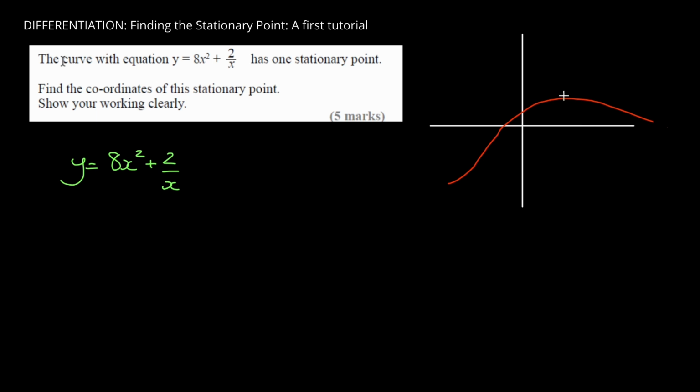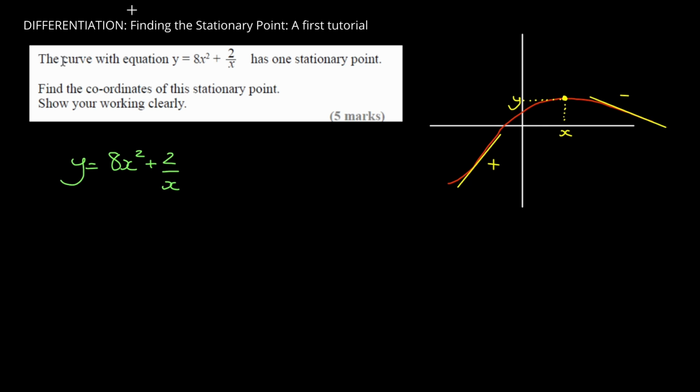And if this was our curve, this point would be the turning point, and its coordinates would have the x value and the y value. To find that stationary point, we need to know the gradient of this curve at every point. Here the gradient is positive, and here the gradient is negative. And you won't be at all surprised that at the turning point, the gradient will be 0.